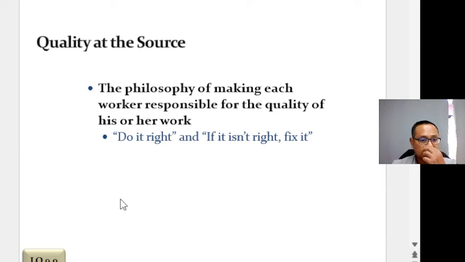Quality at the source is a philosophy of making each worker responsible for the quality of his or her work.